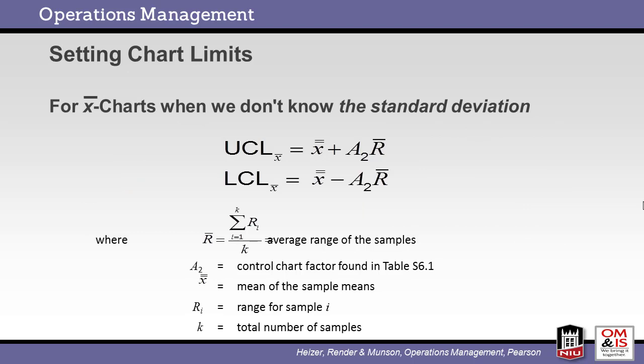In the previous example, we knew the standard deviation. We now consider data when the standard deviation is unknown. In this case, the upper and lower control limits are defined as the X bar mean of sample means plus or minus A2 multiplied by the average range of the samples. A2 is a control chart factor found in many texts. It may also be found on the internet.